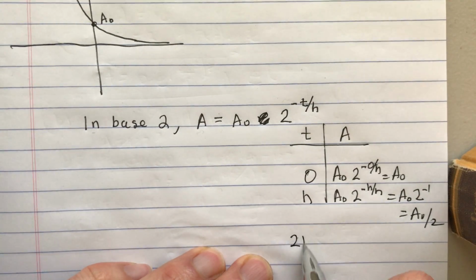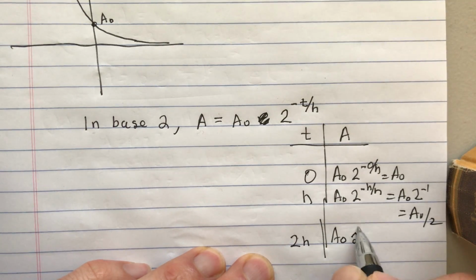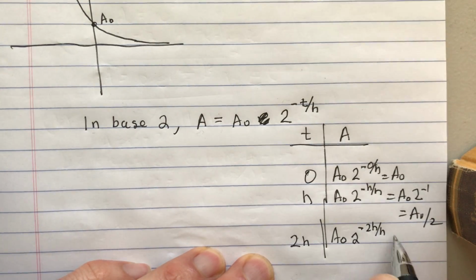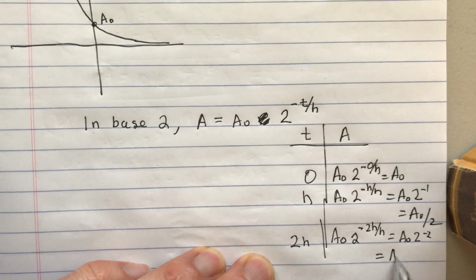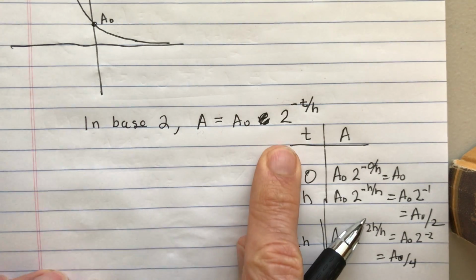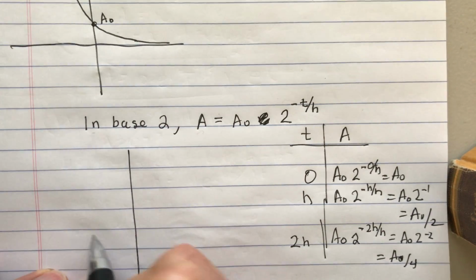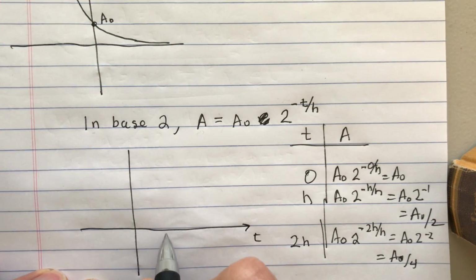And then at 2h, you plug that in there, and you're going to get A0 2 to the negative 2h over h, and this makes A0 2 to the minus 2, which makes A0 over 4. So if you use base 2, it's easier to understand what's going on, but we don't use base 2 for reasons that have to do with calculus. So we just don't do that.